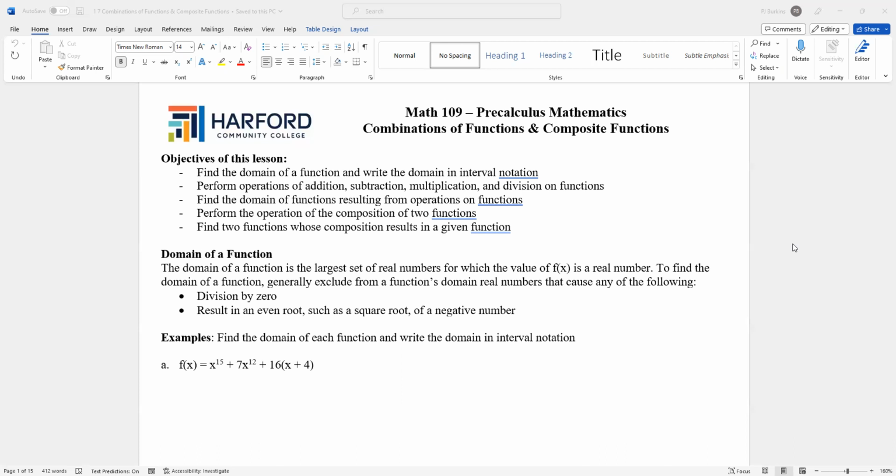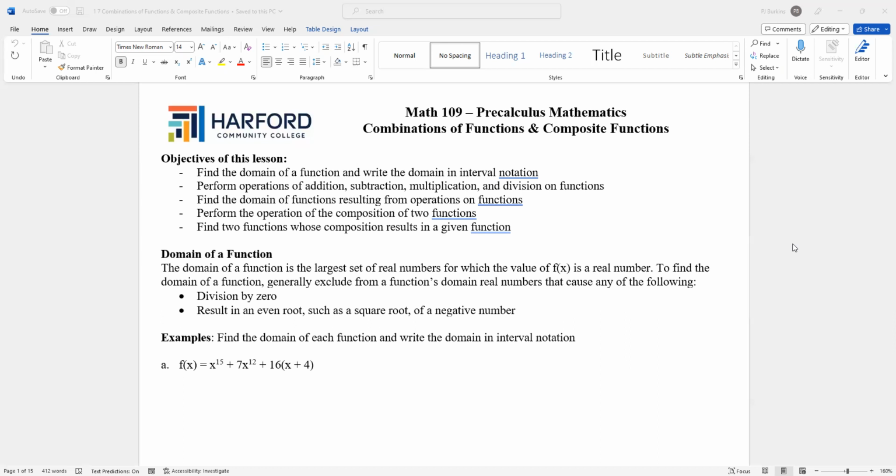All right. So first off, domain of a function. Recall domain means what are the values of x that I am allowed to plug into a function? Okay. And that's the largest set of real numbers that you are allowed to plug in. In order to find the domain, right, if we have a polynomial, those are really nice.